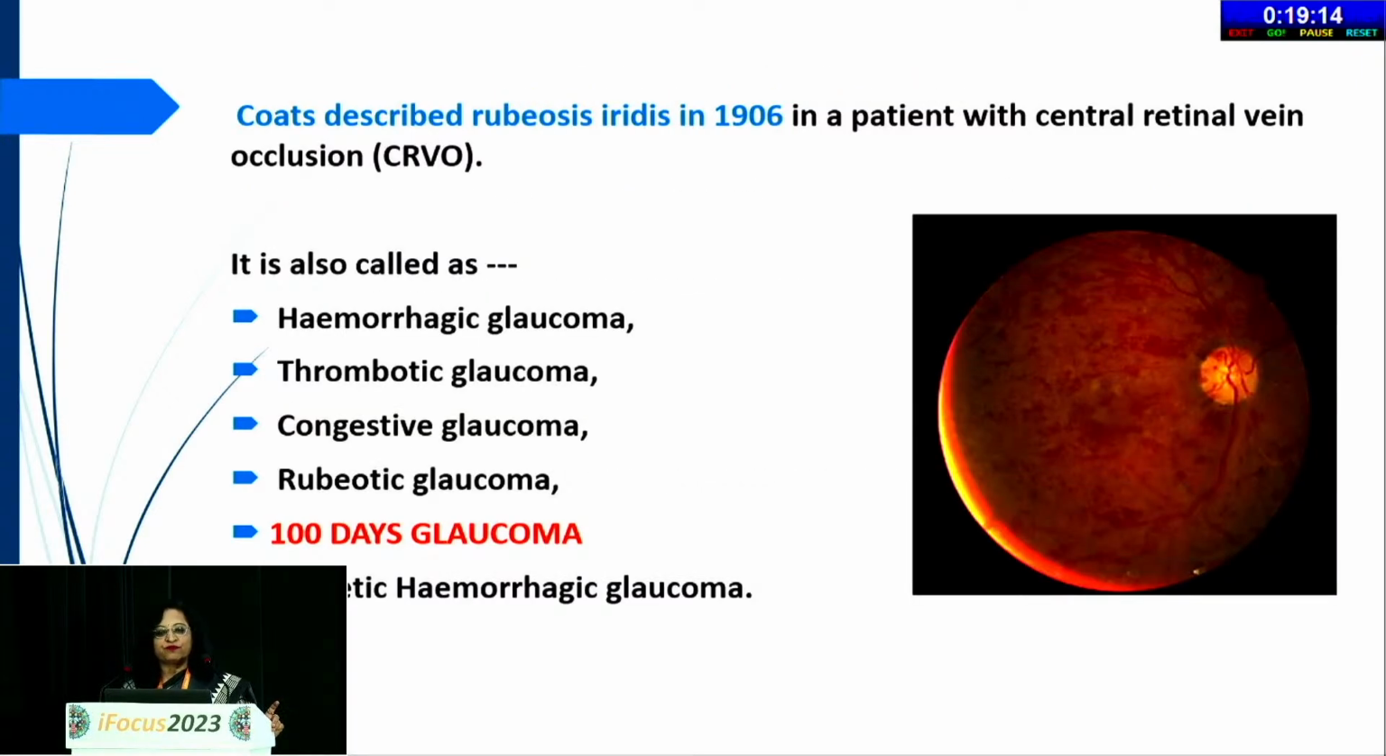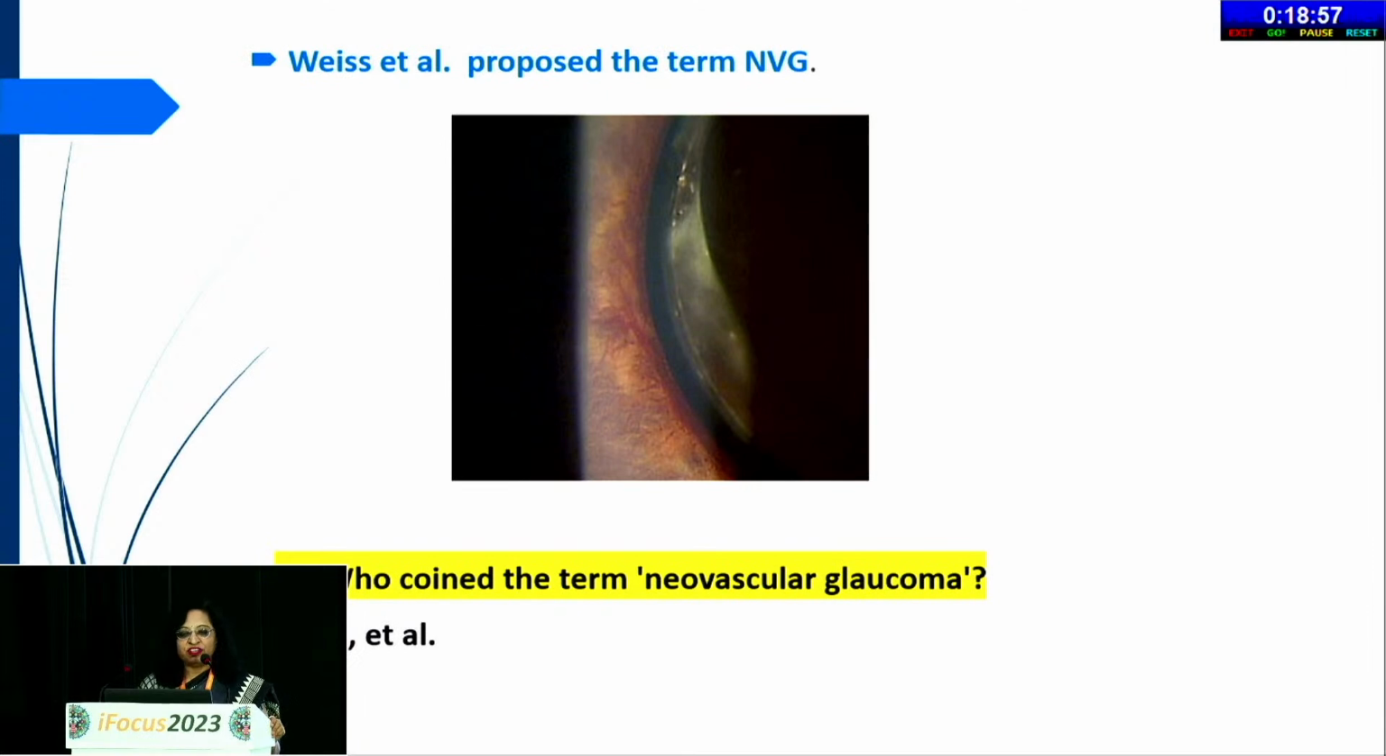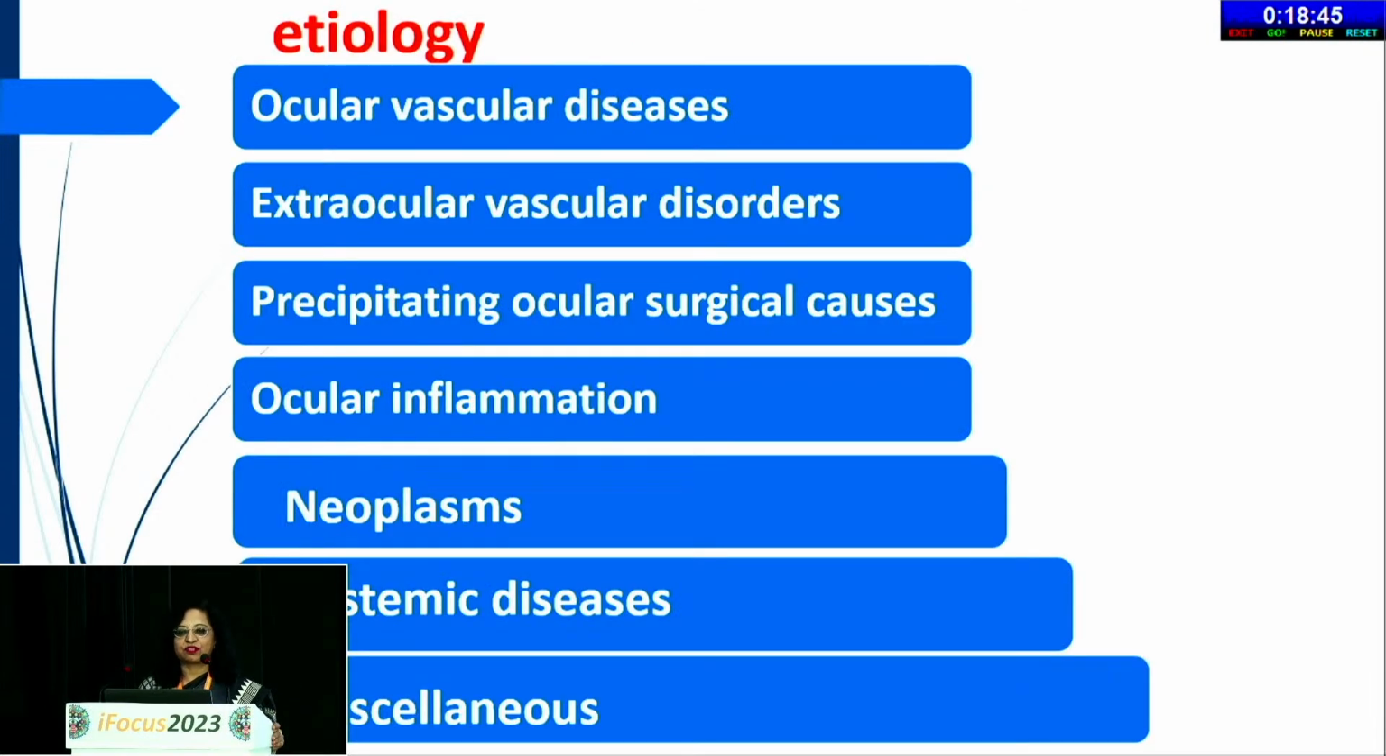So Coats first described this rubeosis in 1906, in a patient with central retinal vein occlusion, where he coined the terms hemorrhagic glaucoma, thrombotic glaucoma, congestive glaucoma, rubeotic glaucoma, even 100-day glaucoma. And Weiss was the one who proposed the term neovascular glaucoma. So these are the small questions which are written down, where it can be asked in your theory or practical exams.